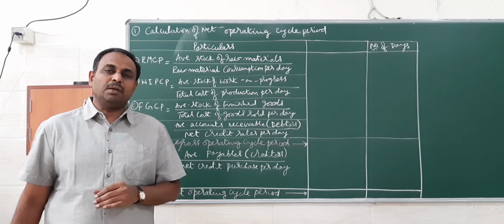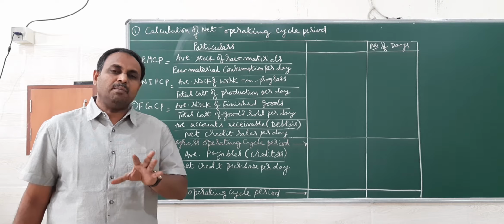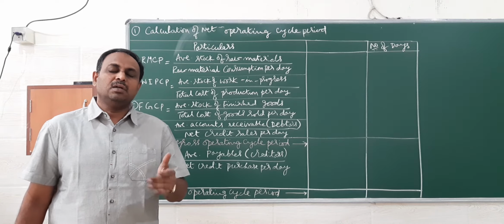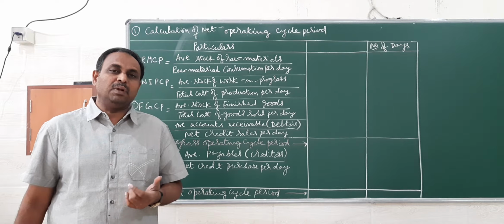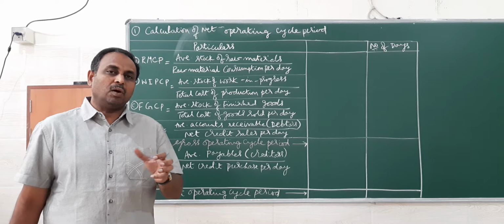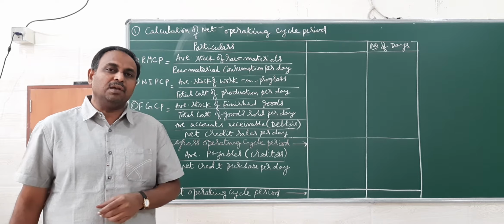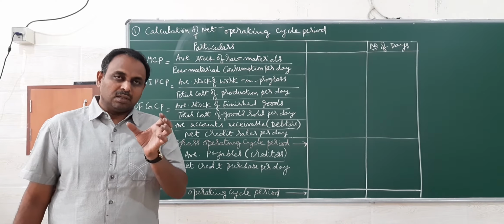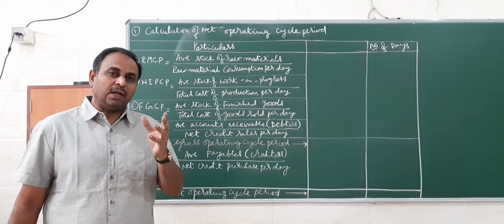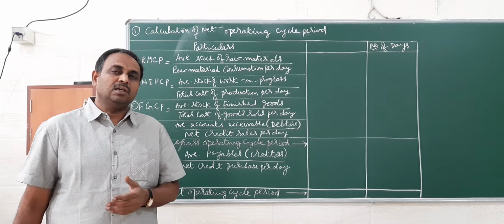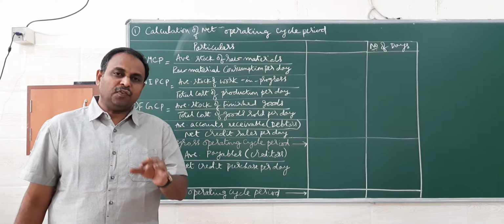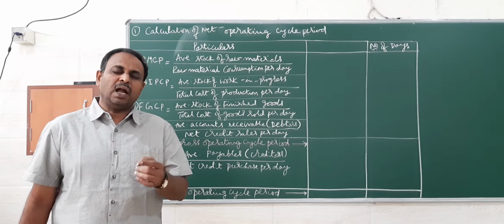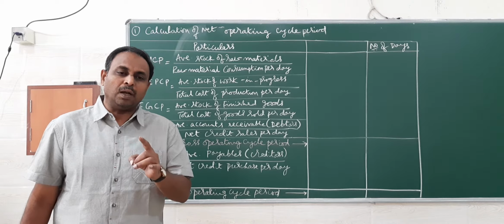Operating cycle period is how much time it takes to convert the various components of current assets and current liabilities. That is going to be called the operating cycle. It is the time period which is required, and it is calculated in number of days. Here I will show you the format, and after the format the formula. After that we will start with problem number 1.